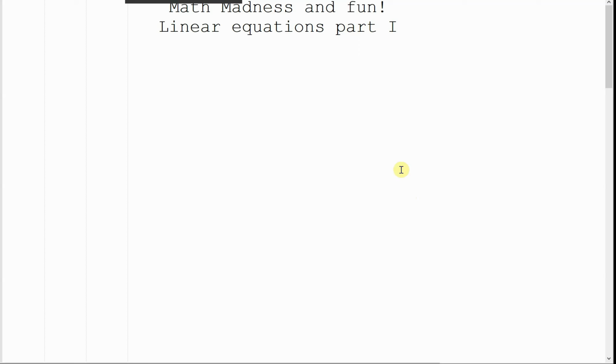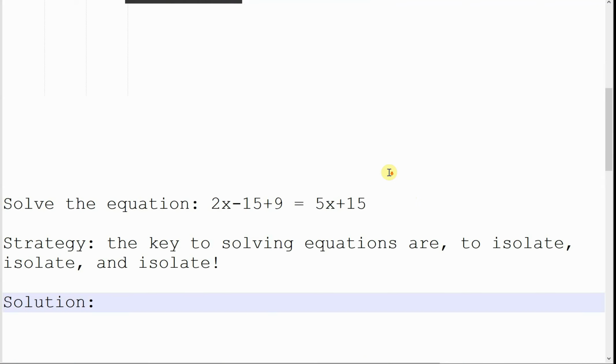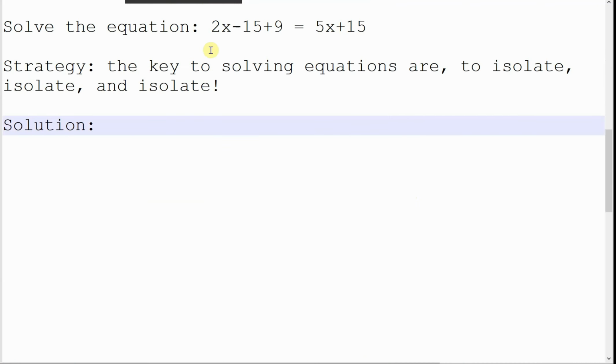Let's go to the next problem, or the first problem. Solve the equation 2x minus 15 plus 9 is equal to 5x plus 15. I'll read that again: 2x minus 15 plus 9 is equal to 5x plus 15.